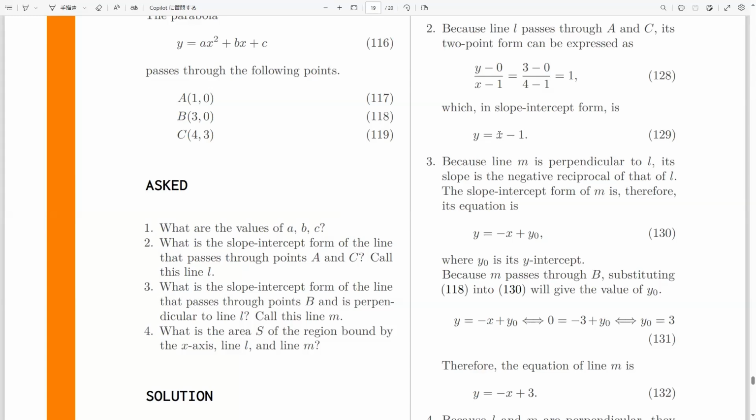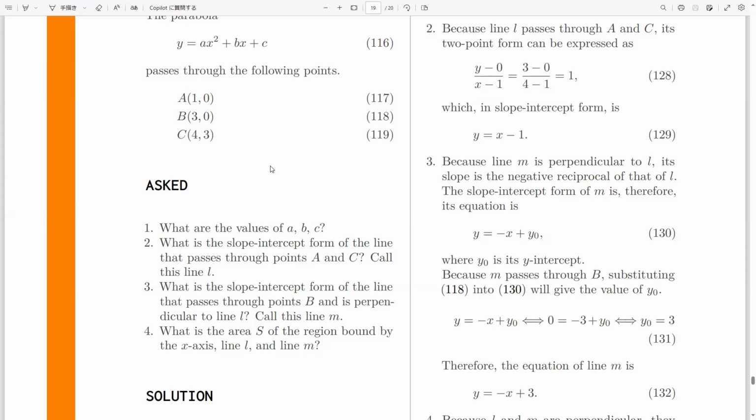Now, if we want the negative reciprocal of that, we just get the reciprocal of 1, which is still 1, and we get the negative of that, which is -1. And now that is the slope of our line M. Again, that's because M is perpendicular to L. So we attach that here, so y equals -x plus some unknown number. Notice that this is the slope-intercept form of our line M. We know the slope, that's -1, but we don't know the y-intercept. So we're going to find the y-intercept.